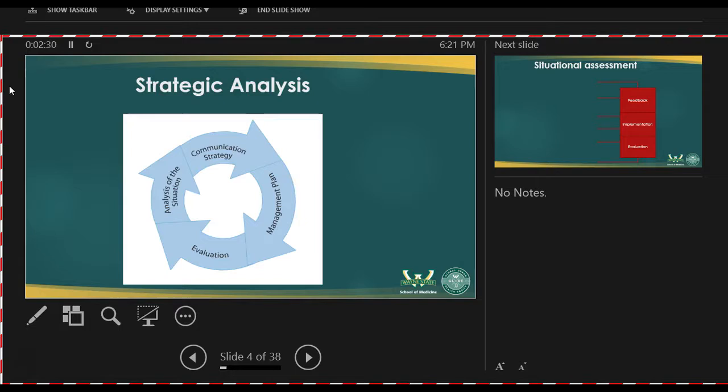Strategic analysis is basically analysis of a situation, creating a communication strategy, coming up with a management plan, and evaluation. That's a loop, and that's like anything with education, anything with industry, anything with business. You come up with a strategy, you come up with the management plan, you evaluate it, and then go up to the next step. And then you go in a loop pattern. So that's strategic analysis in a nutshell.